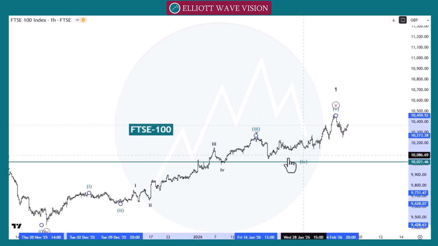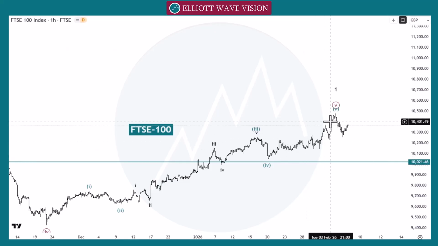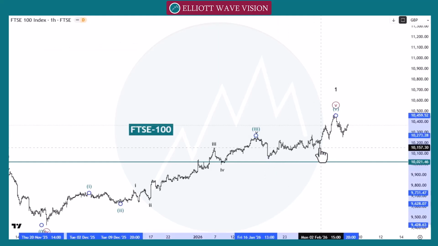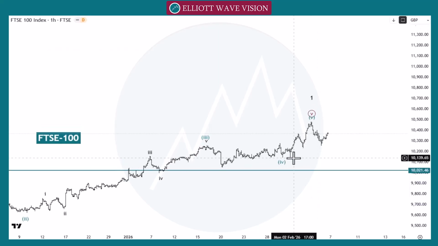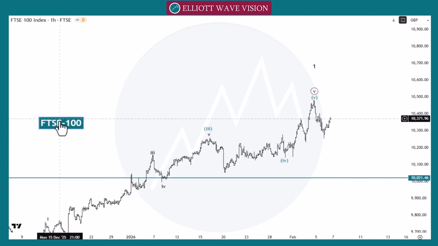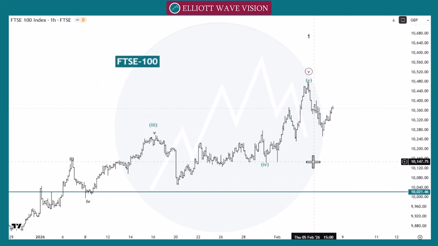So let's check the possibility. If we count this move at this point, then we count the structure as a wave 1, 2, wave 3, 4 and 5 as an ending diagonal. Or at this point, we can count this move as an impulsive move. Let's check the validation. Okay, safe. We can count this move as a 1, 2, 3, 4 and 5 as a simple impulsive move.